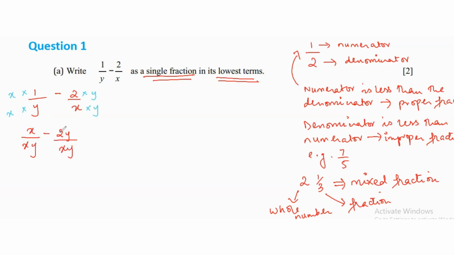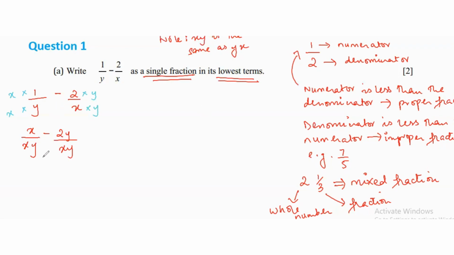Keep in mind that xy is the same as yx. So if you write x first or y first, it doesn't really make a difference because both of the terms are being multiplied together. So the final result will always be the same.